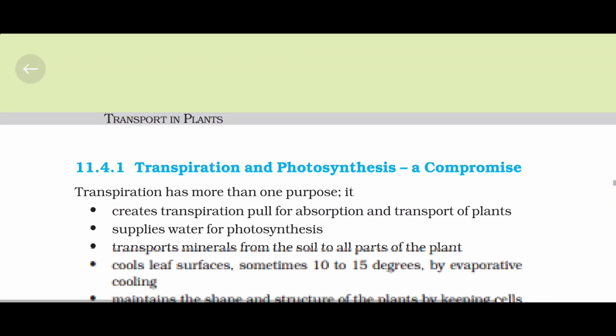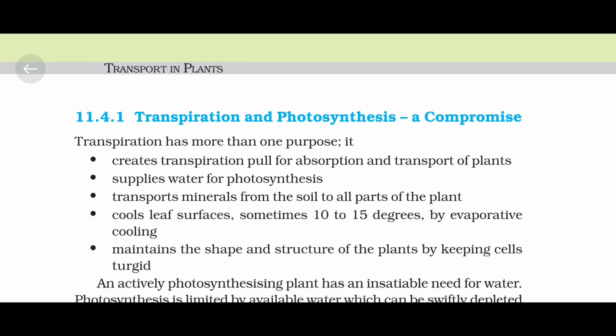Transpiration and photosynthesis, a compromise. Transpiration has more than one purpose. First, it creates transpiration pull for absorption and transport in plants. Second, it supplies water for photosynthesis. Third, it transports minerals from soil to all parts of the plant.